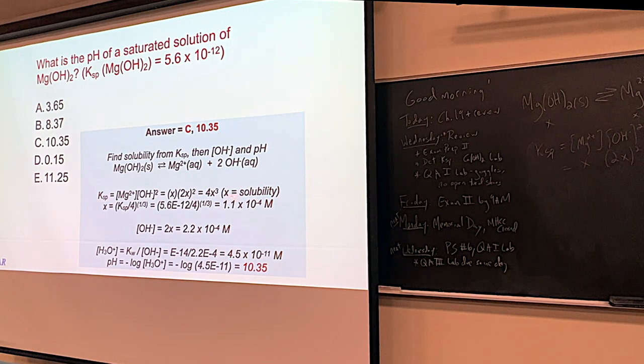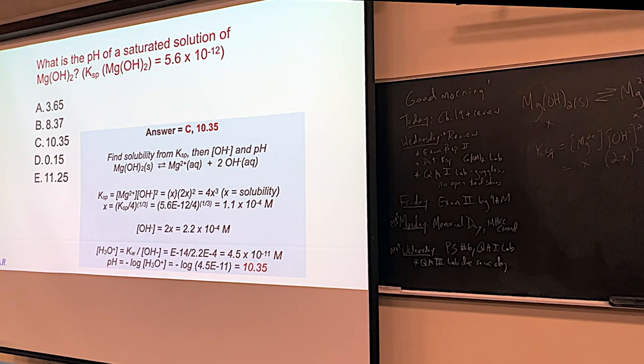So here's the math: 4x cubed equals Ksp. If you take that Ksp and divide it by 4 and raise it to the 1/3 power, which is caret to the 1/3 in parentheses, you get 1.1 times 10 to the minus 4. And hydroxide is twice that number, so 2.2 times 10 to the minus 4. Then what I did here is I first found hydronium: Kw, 10 to the minus 14, divided by hydroxide gives you hydronium, and pH is minus log of hydronium. But you could have also gone 14 plus log of hydroxide at this point. That should have given you the same number both ways.